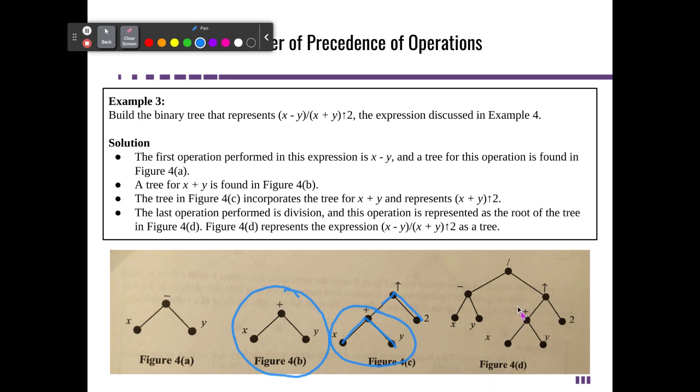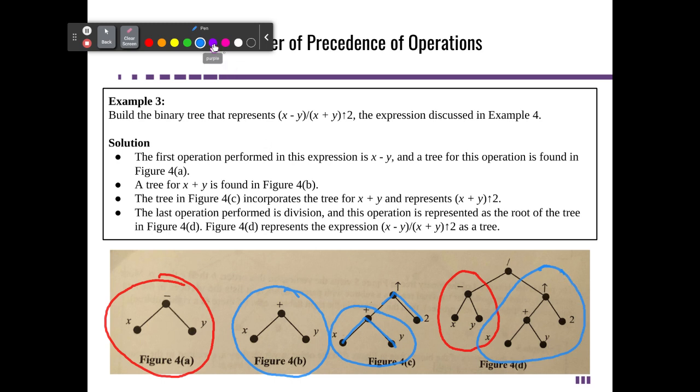At that point, we have our initial operation of x minus y, and then we have our second operation, which was x plus y raised to the second power. And then we're going to divide those two expressions to get our final solution. So this would be our binary tree made up of the subtrees that would represent this expression right here.